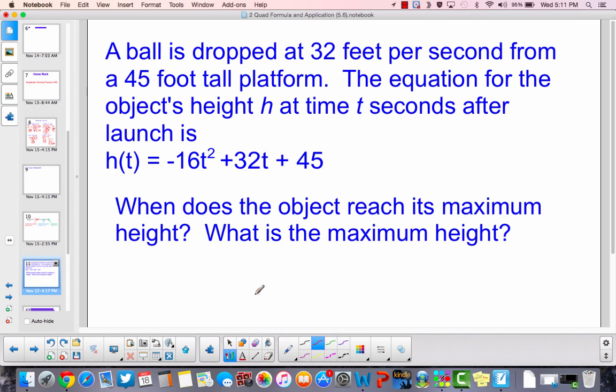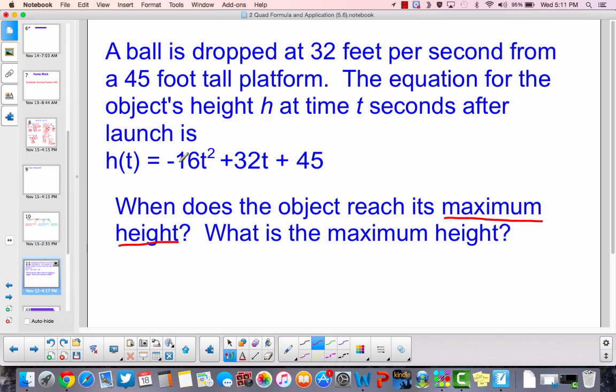For example, a ball is dropped at 32 feet per second from a 45-foot tall platform. The equation for the object's height h at time t seconds after launch is negative 16t squared plus 32t plus 45. When does the object reach its maximum height, and what is its maximum height? Okay, so what are we talking about when we ask about reaching its maximum height? Turn to your side partner and talk to him about what you know about maximum height. Where does that occur?